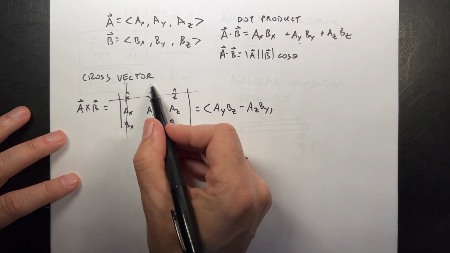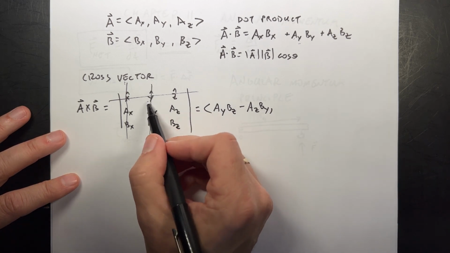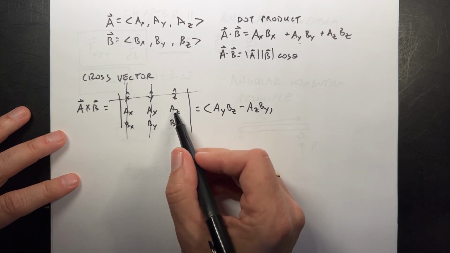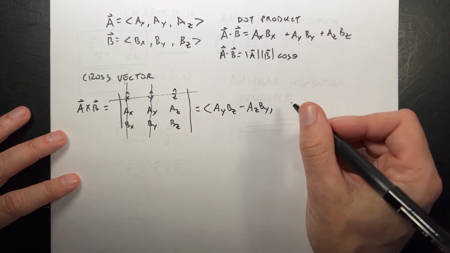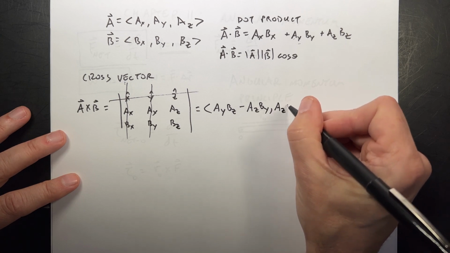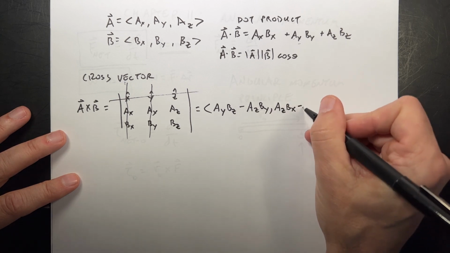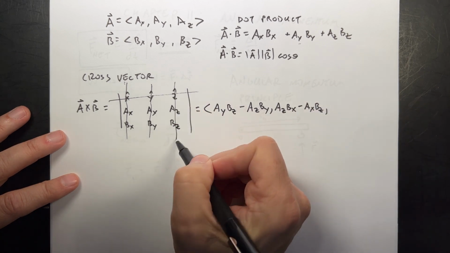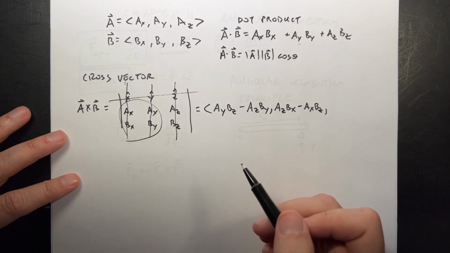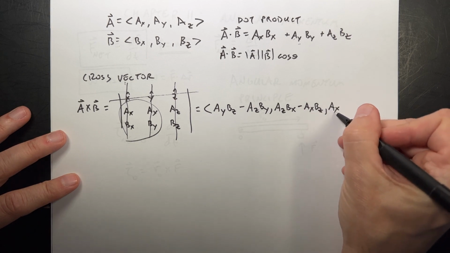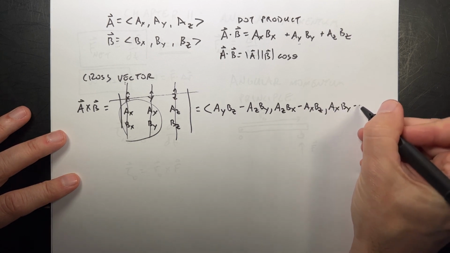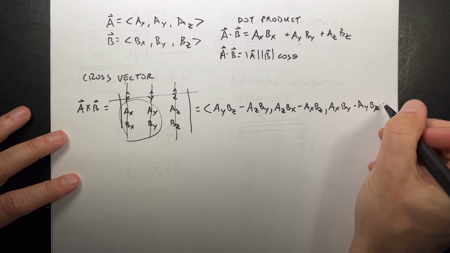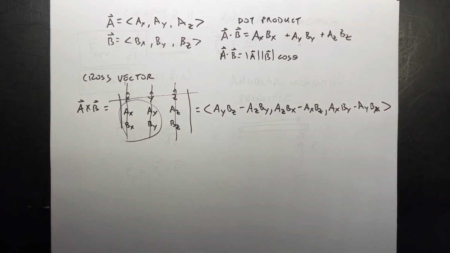Now I'm going to expand about the y column right here. When you do that, because of its position, you actually get a negative sign. That means that really this is going to be this times that minus this times that. So it's going to be AZBX minus AXBZ. And then finally we expand about the z, so we get this 2 by 2 matrix, and I get AXBY minus AYBX. And that's the cross product.